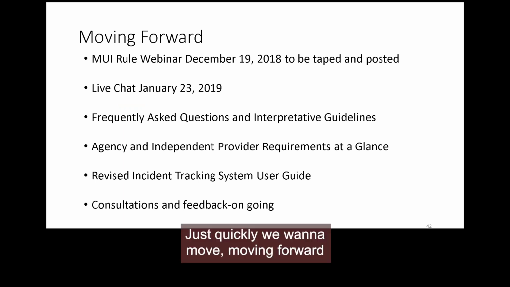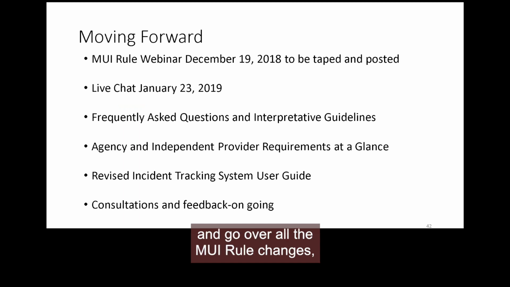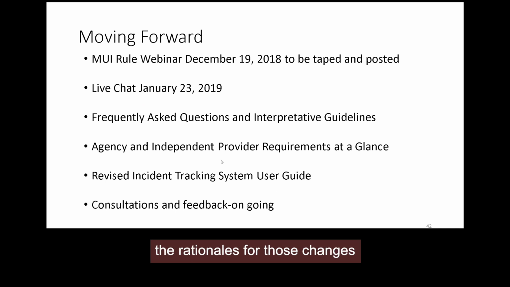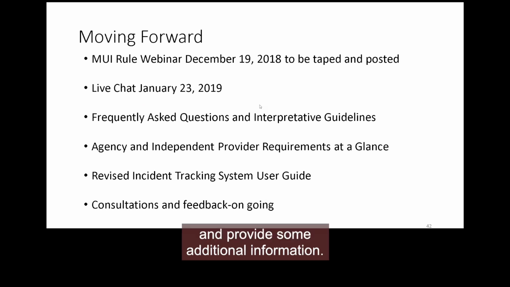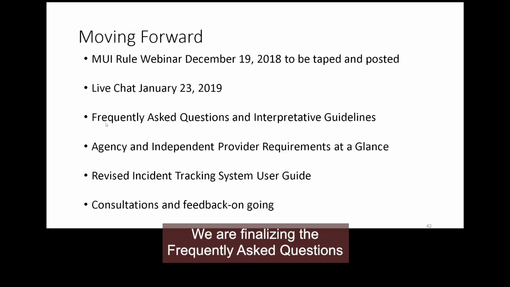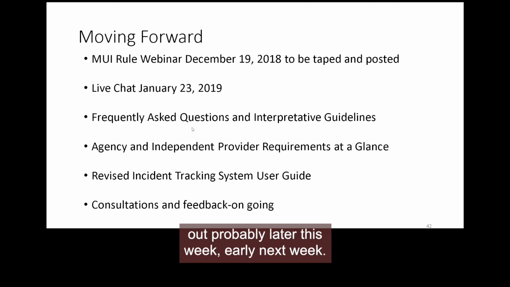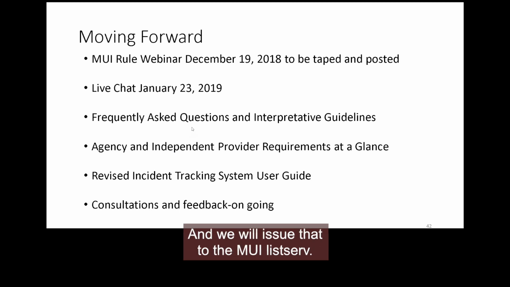Just quickly, moving forward, we have a webcast tomorrow, which is going to step out and go over all the MUI rule changes, the rationale for those changes, and provide some additional information. We have a live chat scheduled for January 23rd. We are finalizing the frequently asked questions and interpretive guidelines, which will be coming out probably later this week, early next week, and we will issue that to the MUI listserv.